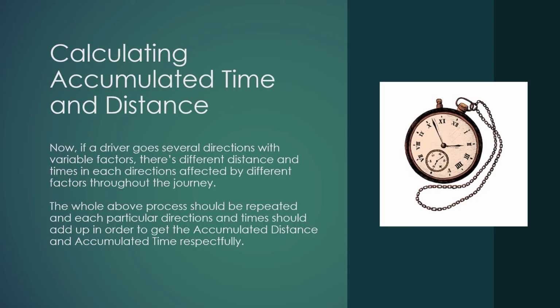Calculating accumulated time and distance. Now if the driver travels in different directions with different distances, the time taken to complete the journey in particular steps would be different depending upon the factors it is affected by. The whole above process should be repeated if the journey is not reached yet, and the different direction times should be added upon each other in order to get the accumulated time and distance at the end.